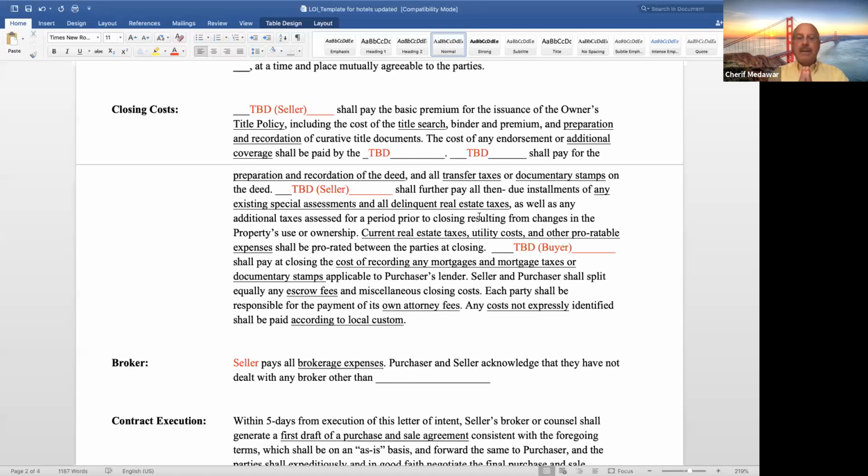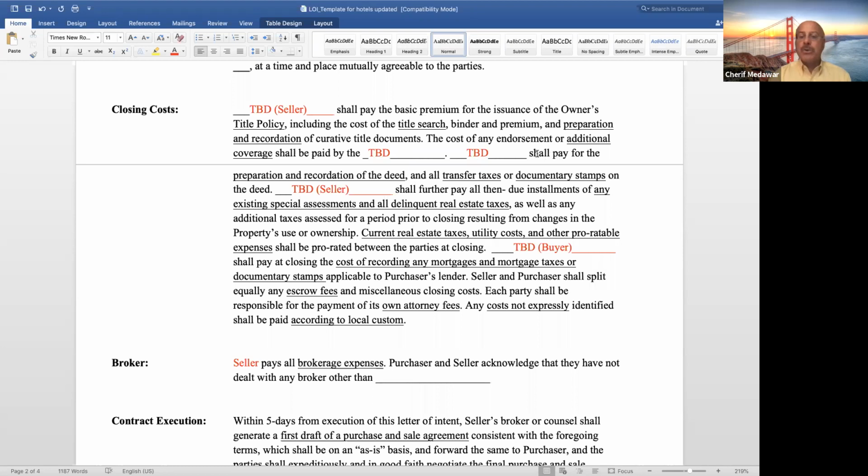We say TBD, to be decided, but usually the seller shall pay the basic premium for the issuance of the owner's title policy, including the cost of the title search, binder, and premium, and preparation and recordation of curative title documents. Like anything they need to cure for the title, they will pay for it. The seller wants to give us clear title, obviously they need to pay for it. The cost of any endorsement or additional coverage shall be paid by the to be decided. Is it going to be the buyer? Is it going to be the seller? Because it depends what's being requested here, all right?